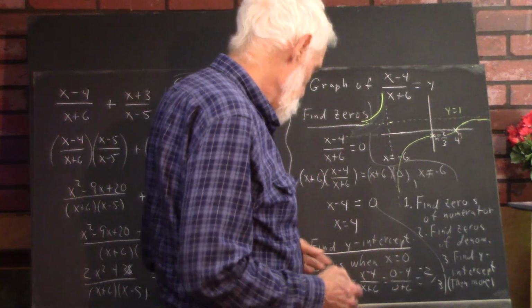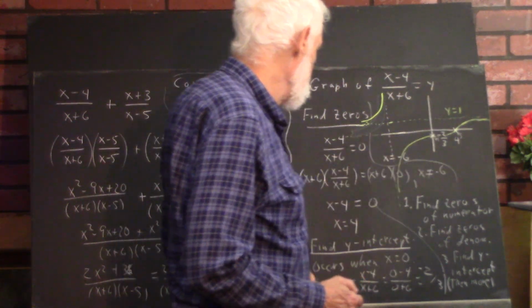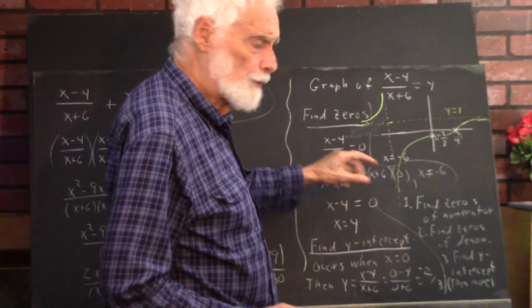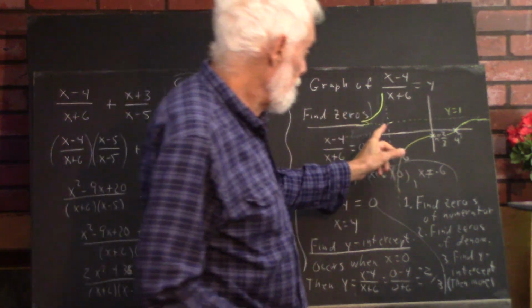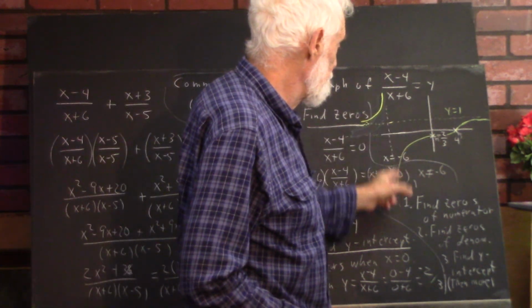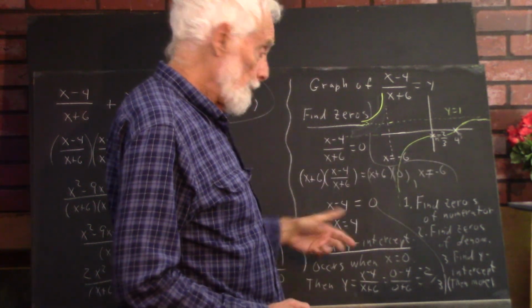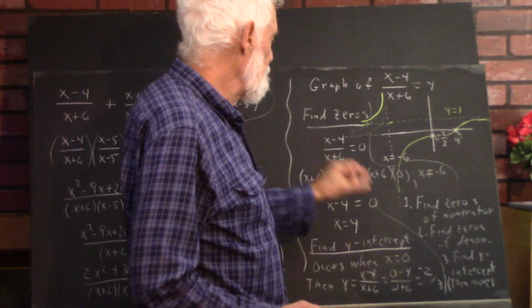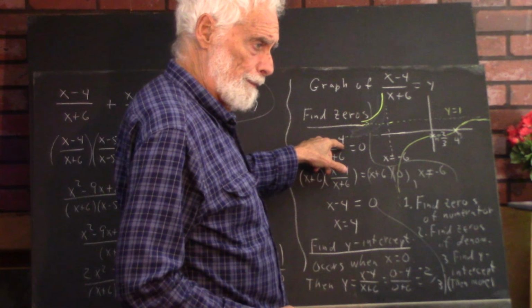Now, why does it approach this way? Because if x is very close to negative 6, then x plus 6 is going to be very close to 0, which means it's going to be really tiny. Maybe it's a tiny positive number. If it's on this side of the x equals negative 6 line, it'll be positive. Or maybe it's a negative number. If it's on this side, it'll be negative. That's going to divide into x minus 4.